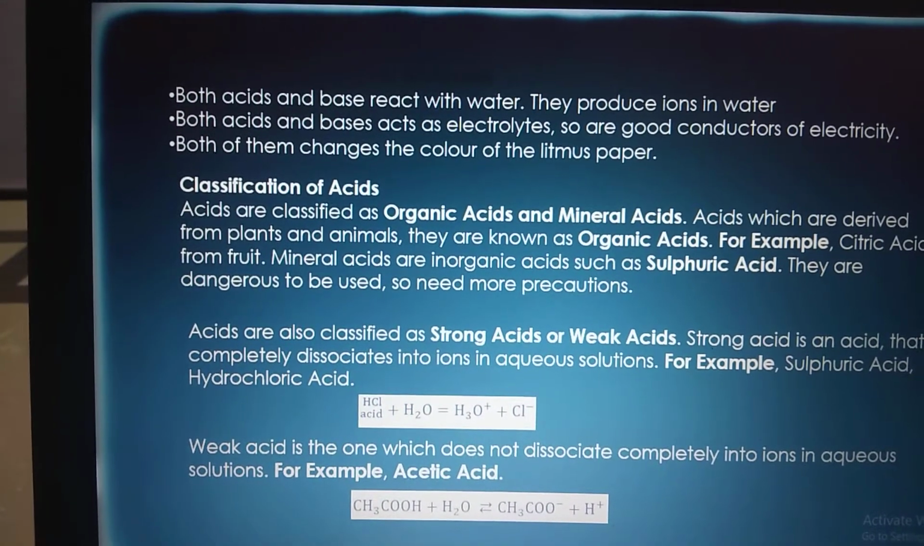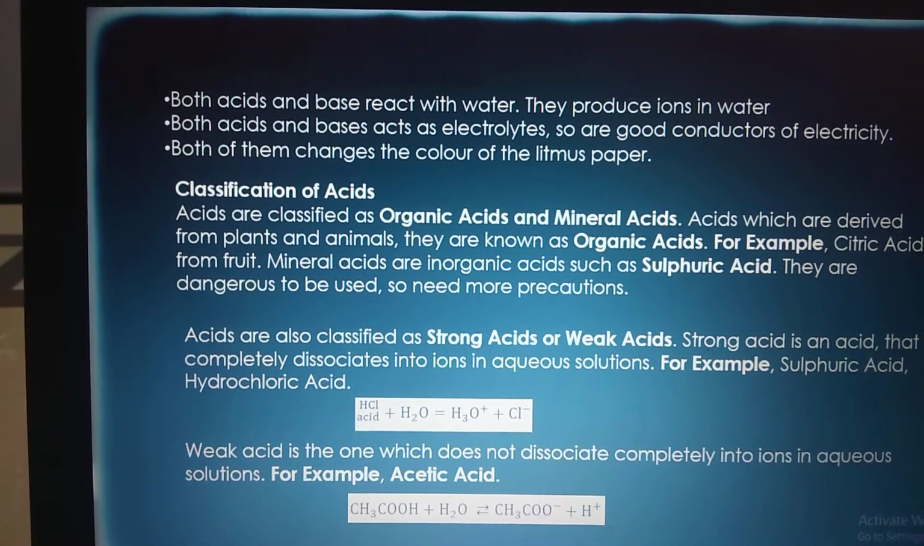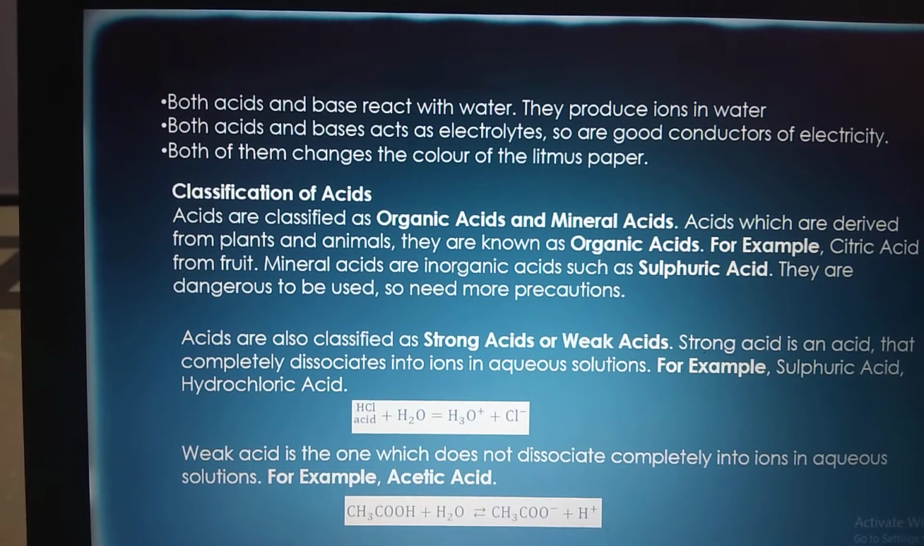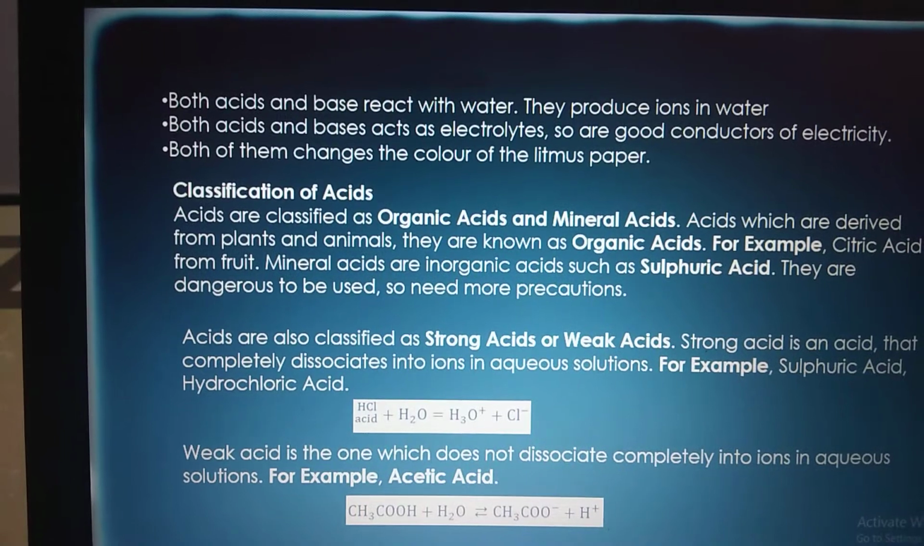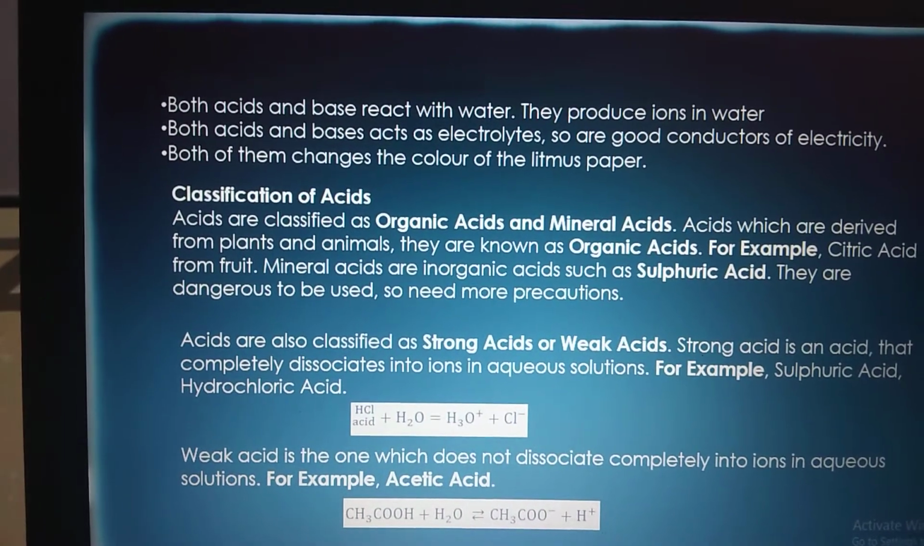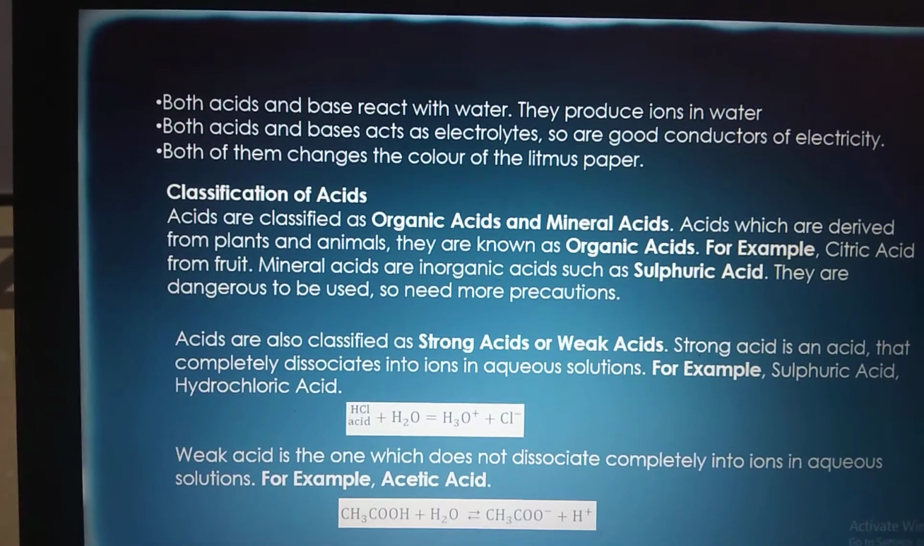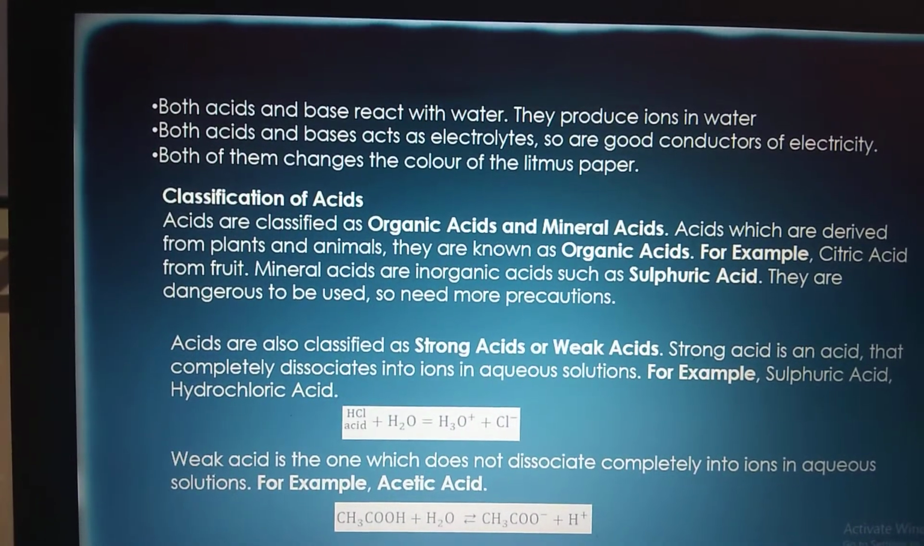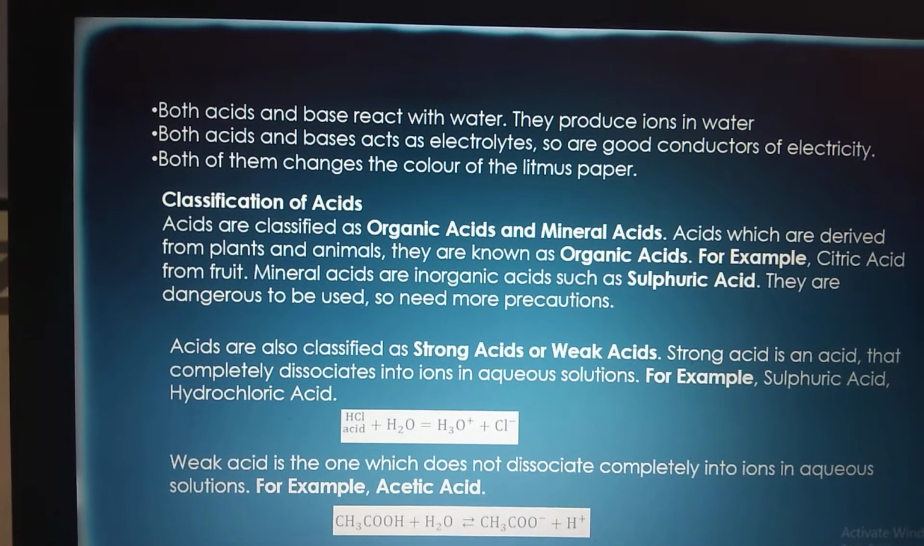Now, acids are also classified as strong acid or weak acid. A strong acid is an acid that completely dissociates into ions in aqueous solution. For example, sulfuric acid, hydrochloric acid. HCl, hydrochloric acid, plus H2O will give rise to H3O positive ions plus Cl negative ions.